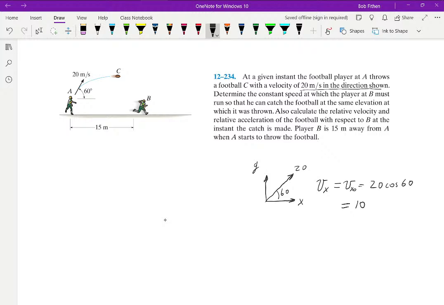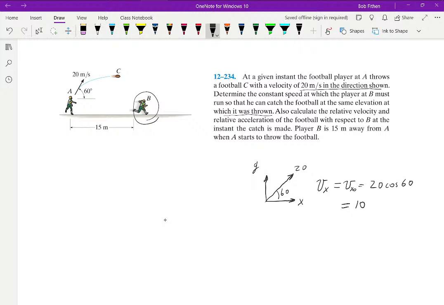Determine the constant speed at which player B must run so he catches the football at the same elevation as at which it was thrown. Also calculate the relative velocity and relative acceleration of the football with respect to B at the instant the catch is made. Player B is 15 meters away from A when he starts to throw the football.